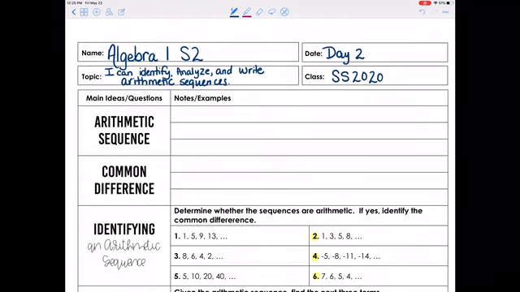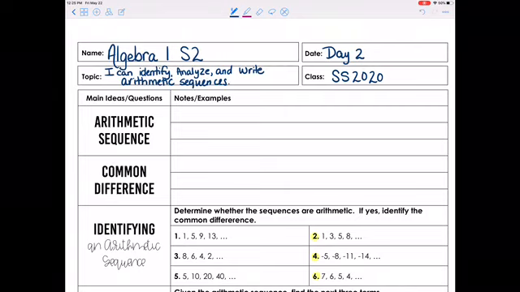Hi, and welcome to the second day of second semester Algebra 1 summer school. Today's main learning target is to be able to identify, analyze, and write arithmetic sequences.